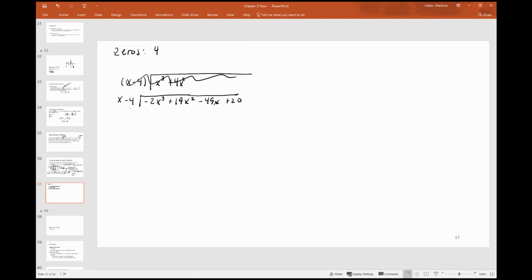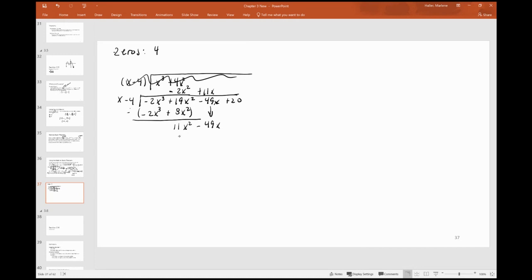All right, x goes into negative 2x cubed, negative 2x squared times. Let's put that up there. We'll multiply that out. Negative 2x squared times negative 4 would be positive 8x squared. So we want to subtract that out. 19x squared minus 8x squared is going to be 11x squared. We'll bring down that negative 49x. x goes into 11x squared, 11x times.